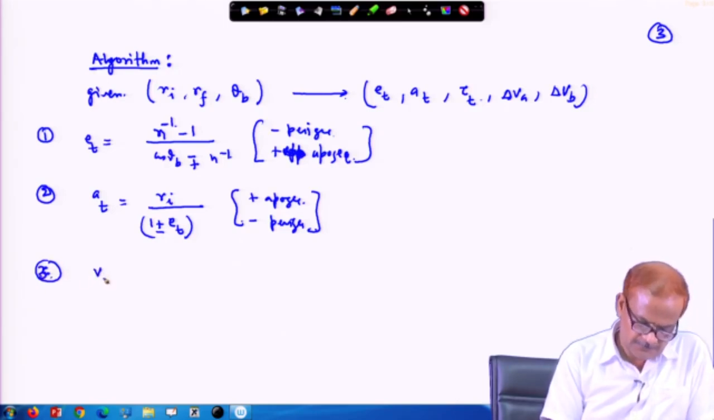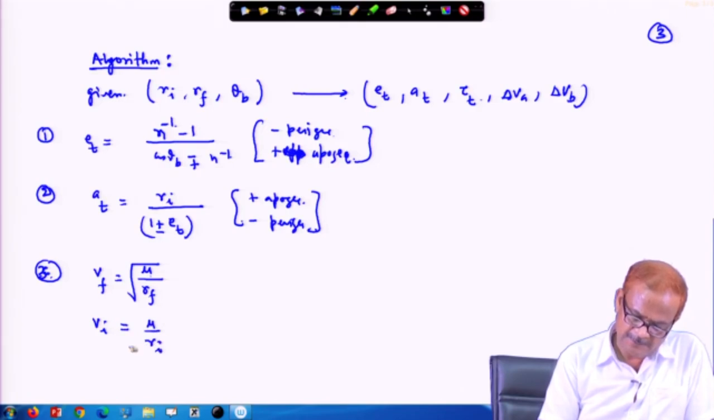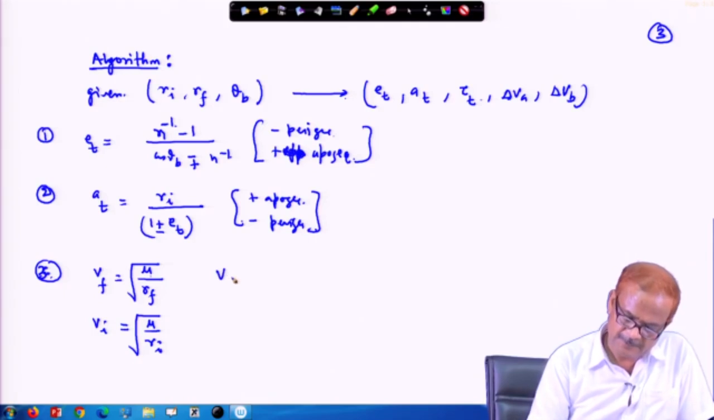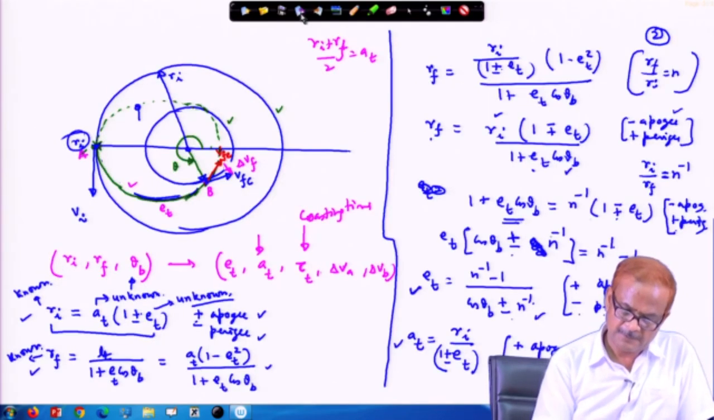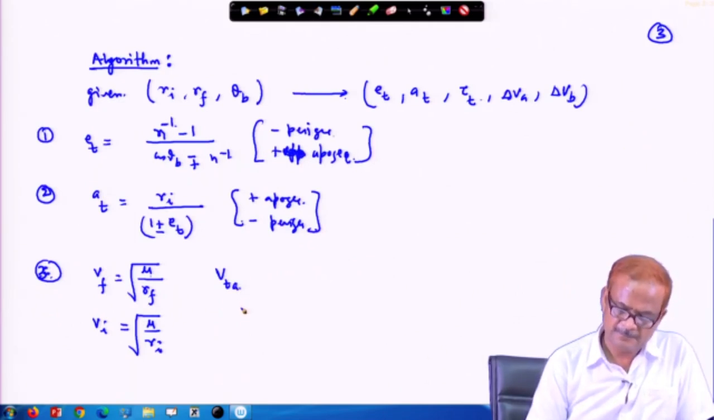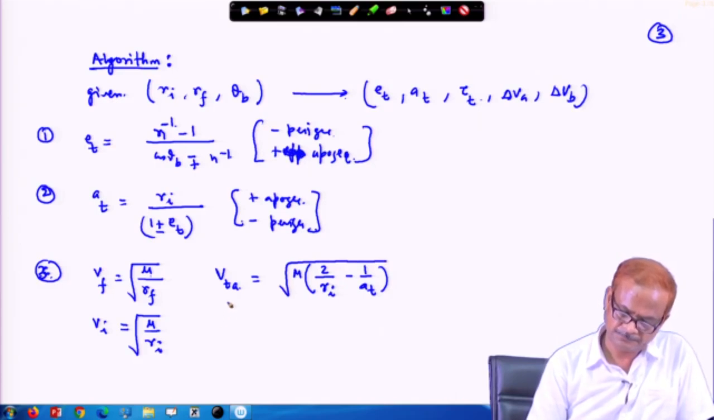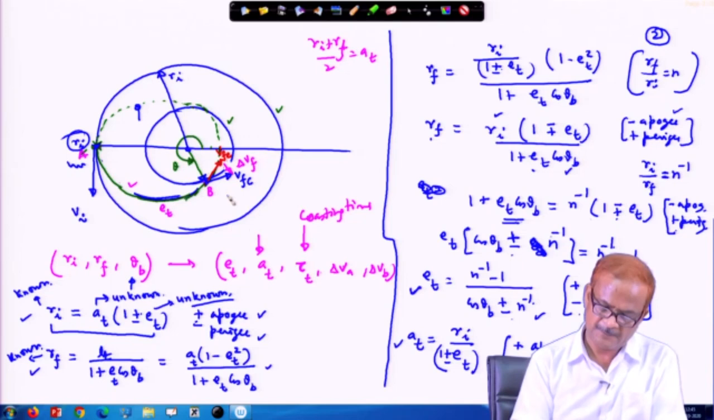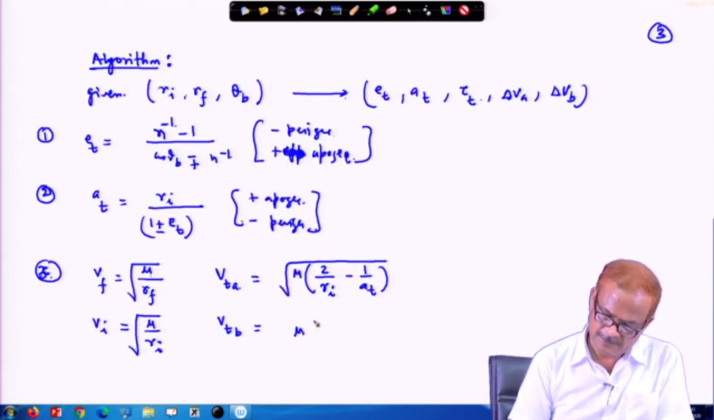Then the third step, calculate V final, which will be equal to under root mu by r final, V initial, which is under root mu by r initial, and in the transfer orbit V_t at this point where you are starting at A here. So, V transfer orbit at A will be under root mu times 2 by r initial minus 1 by a transfer, okay, and V_tb as it appears here. V_tb is under root mu times 2 by r_f minus 1 by a_t.